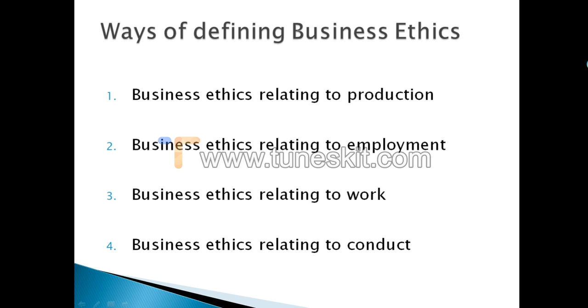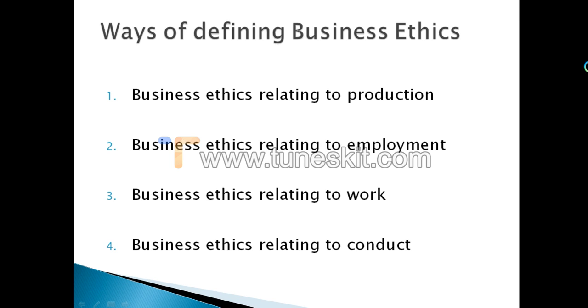Ways of defining business ethics include these four types. Number one, business ethics relating to production. Business ethics relating to production deals with the kind of products and the quality of those products that you launch in the market. Before launching the products into the market, you must be aware of what kind of durability it will have, what kind of credibility it can serve to the customer.